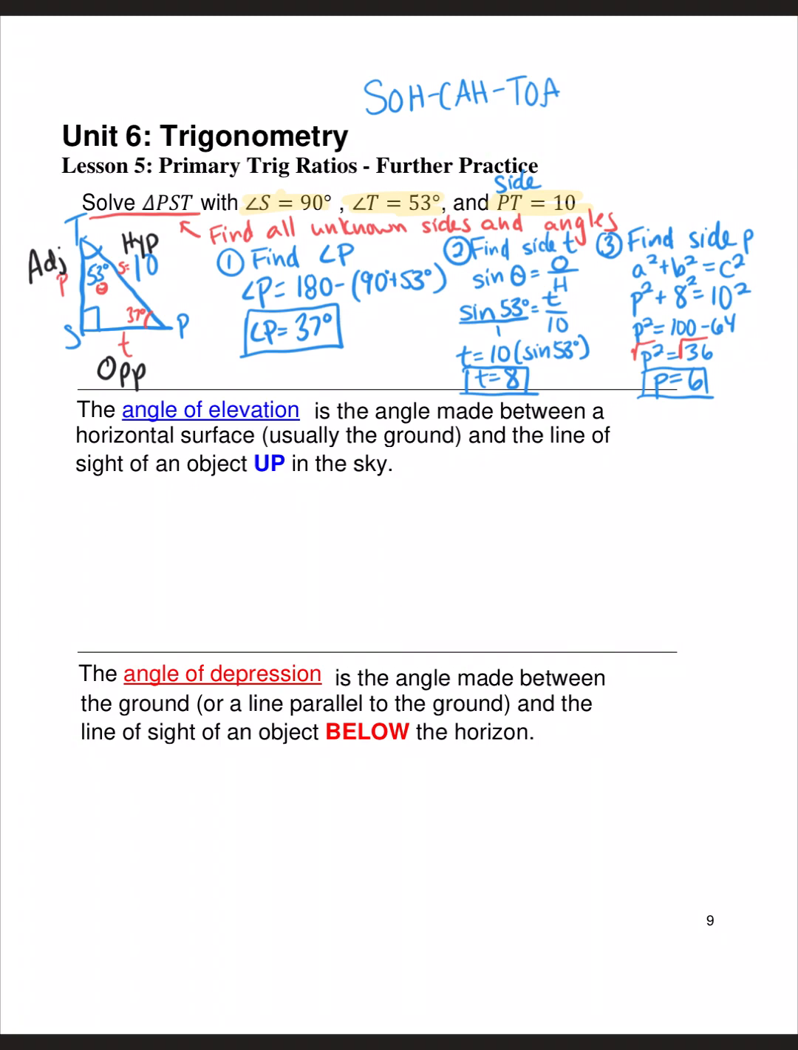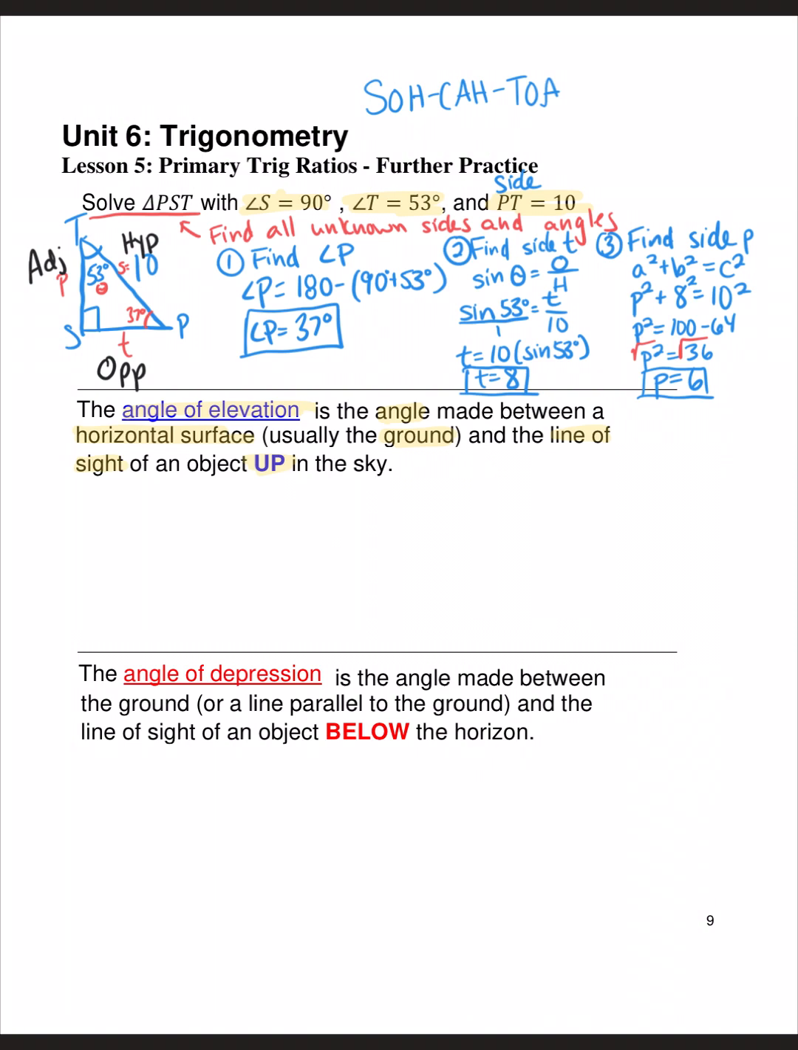Continuing on with our primary trig ratios, I want to introduce some new terminology today. That's the angle of elevation and the angle of depression. So let's start with our angle of elevation. The angle of elevation is the angle made between a horizontal surface, and when we're talking about elevation, it's generally the ground. Sometimes it will be like a body of water. We'll look at questions like that. And the line of sight of an object up in the sky.